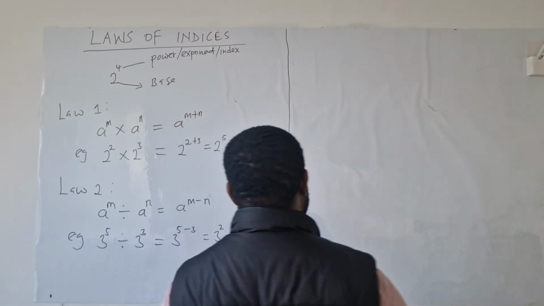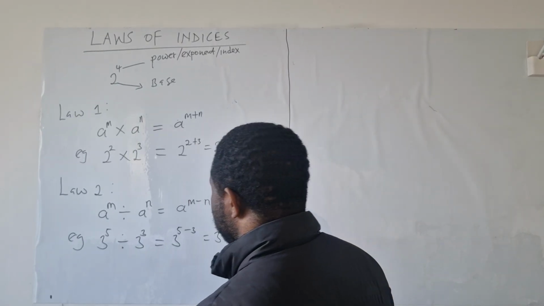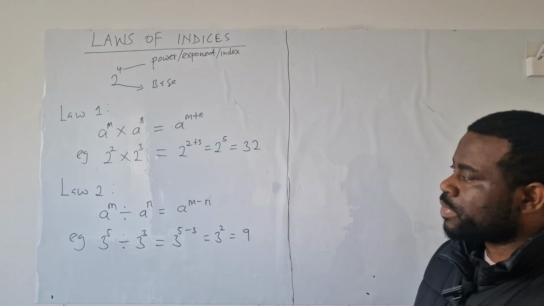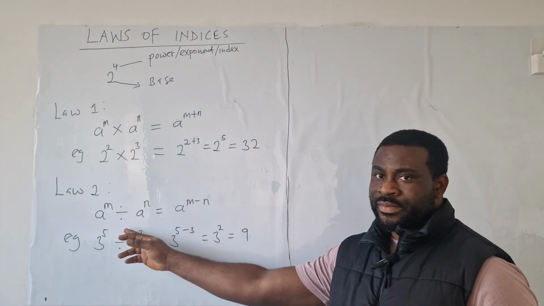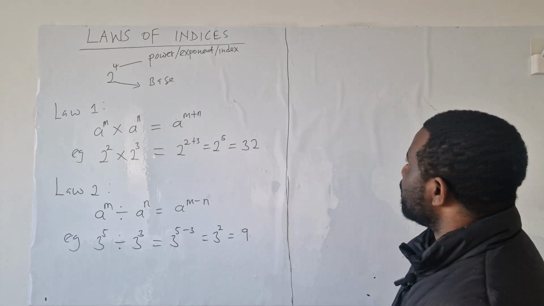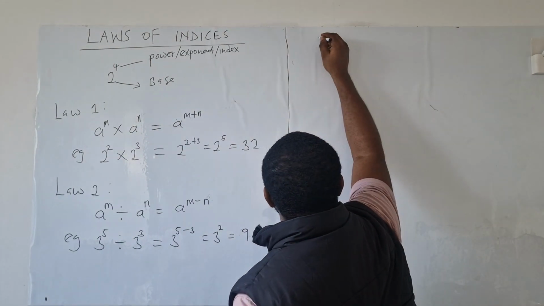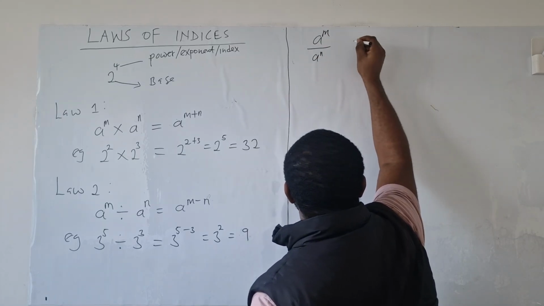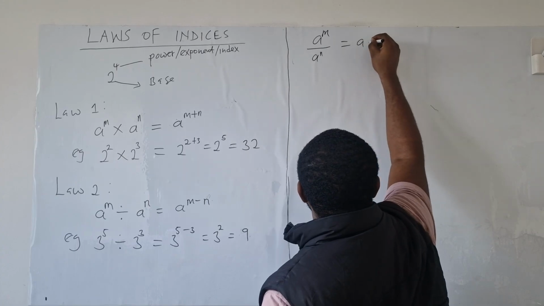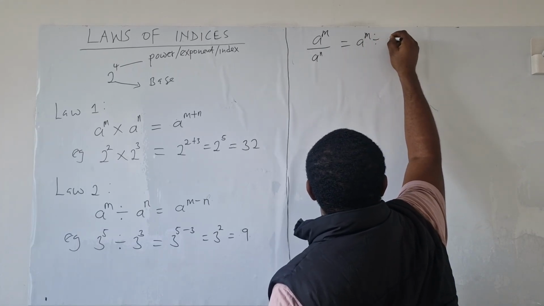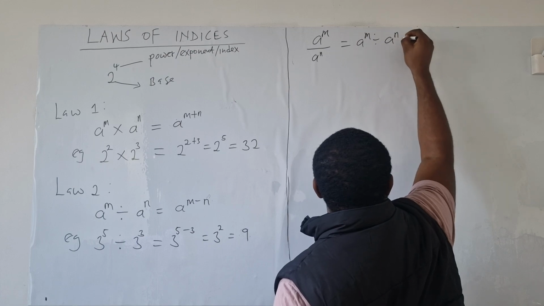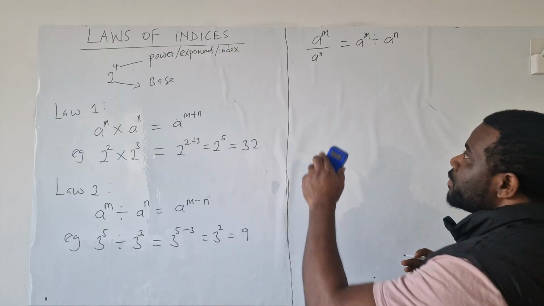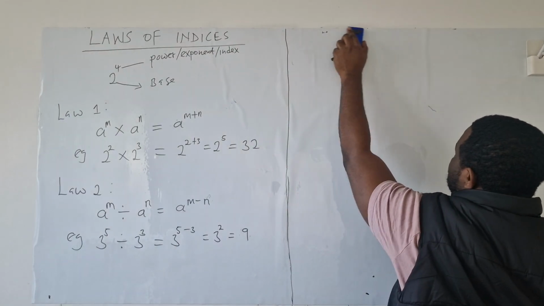Good. Now, for the division of index numbers with a common base, sometimes you can have the division symbol like this, and sometimes you can have the bar. Have it in mind: a power m divided by a power n is the same as this, a power m over a power n. So you can either have the division symbol like this or you can have the bar. It's the same thing. So let's have that in mind.